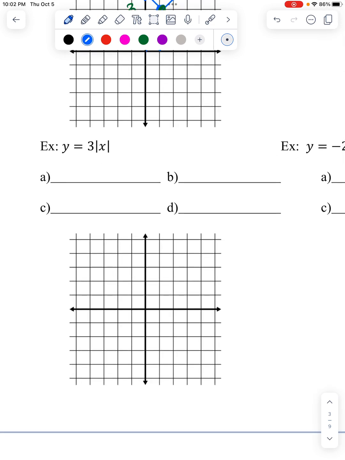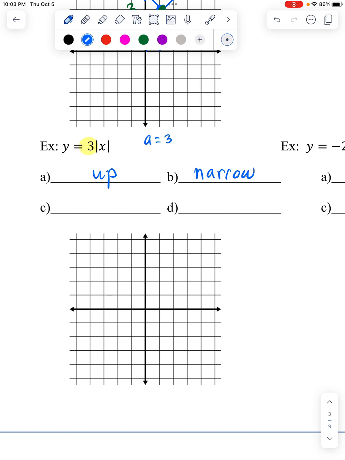This one, the only transformation or change it has is a number out in front, and that is my A value. Since it's positive, it's still going to open up, but because it's greater than 1, it's going to be steeper. It's going to go up 3 over 1, up 3 over 1, and since it's steeper, the absolute value graph, the V shape, will be more narrow than the typical one.